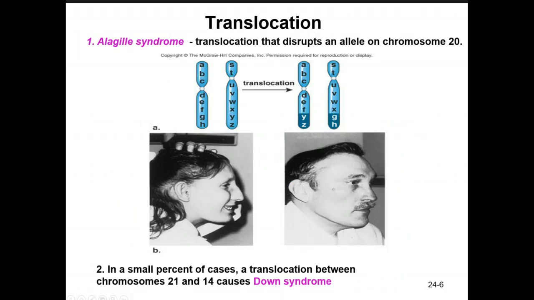This figure is highlighting translocation, and it also highlights two syndromes that can occur when translocation occurs. Remember, translocation is where a segment of DNA is moved from one chromosome to another. In Alagille syndrome, a segment of one chromosome is moved to another one. In particular, the chromosomes involved are chromosomes 2 and 20. They exchange segments of DNA.